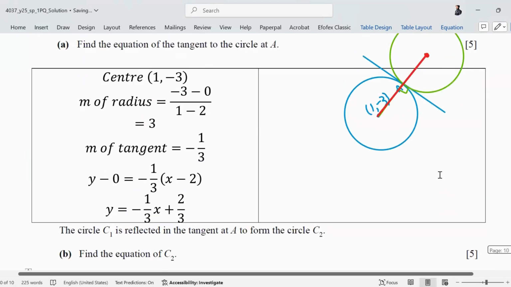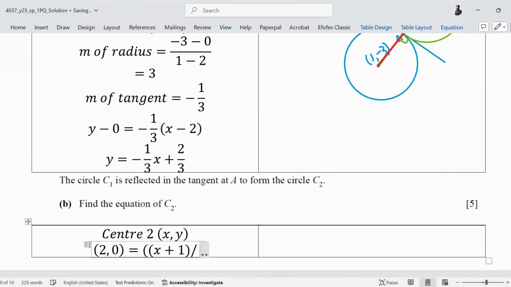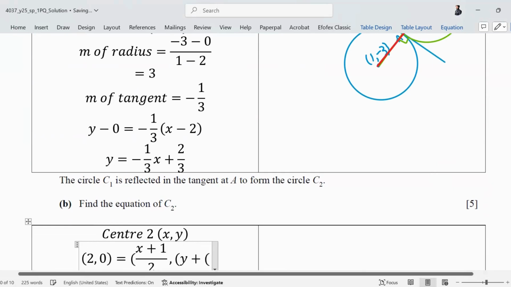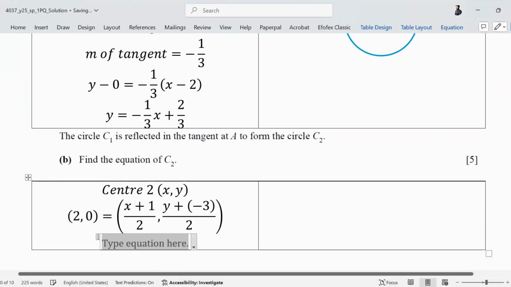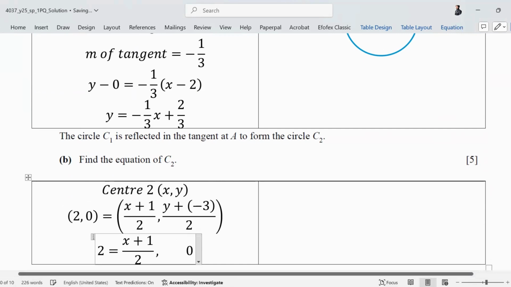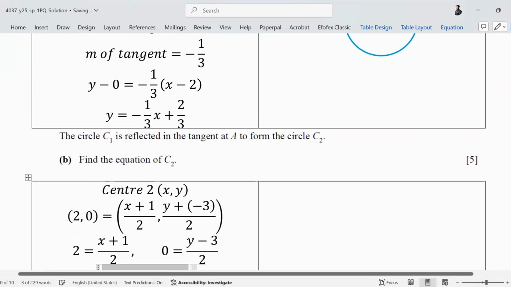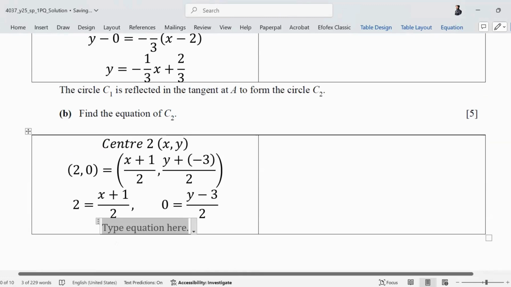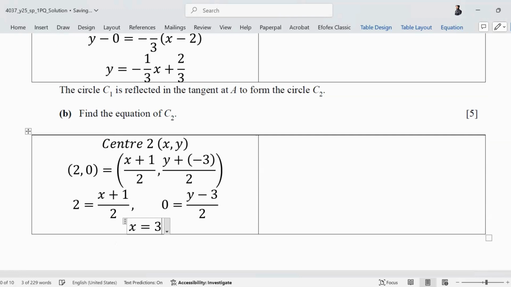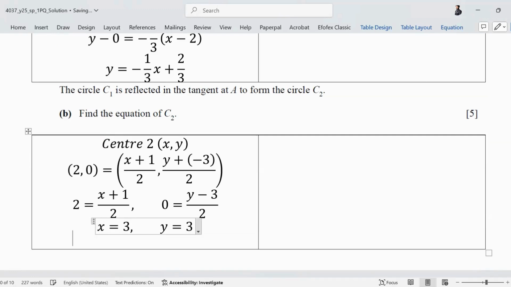1 and -3. So x plus 1 upon 2, y plus -3 upon 2. So using the midpoint formula, now I can say 2 will be equal to x plus 1 upon 2, 0 will be equal to y minus 3 upon 2. So the x coordinate of the center will simply be 2 2s are 4, 4 minus 1, 3. And the y coordinate will also be 3. So the center is 3, 3.